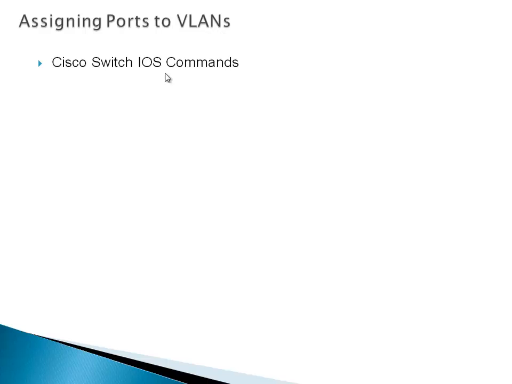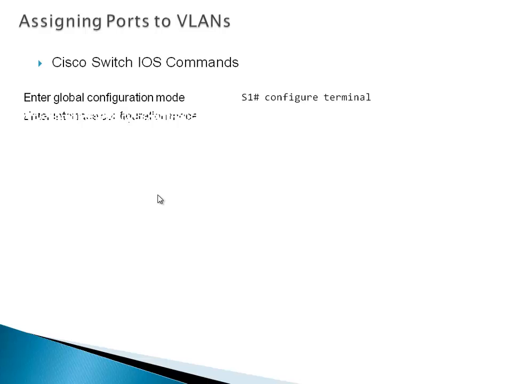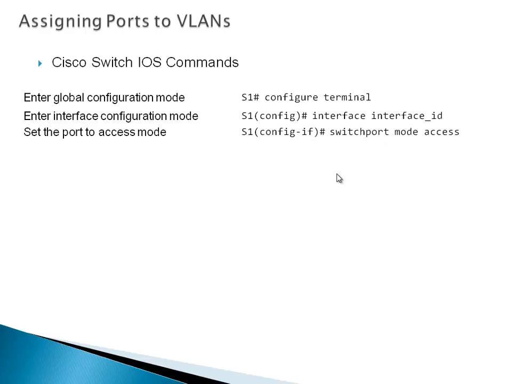Assigning a port to a VLAN. To assign a port, first again we go to the global configuration mode. We type interface and then the interface ID. So we enter the interface, for example, interface FA0/5. Once we're inside the interface configuration mode, we type switchport mode access. What this command does is say that this port is in access mode only. There's no other switch going to connect to that port. It's an end device, like a PC.